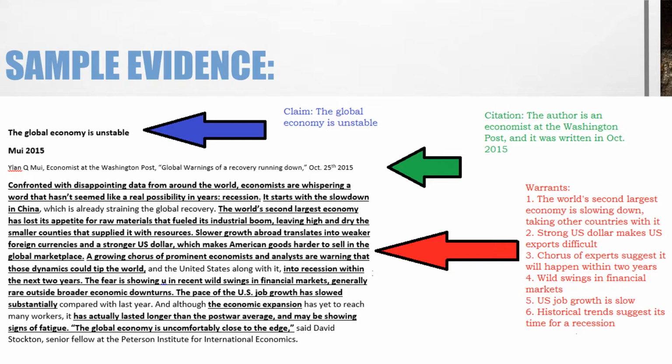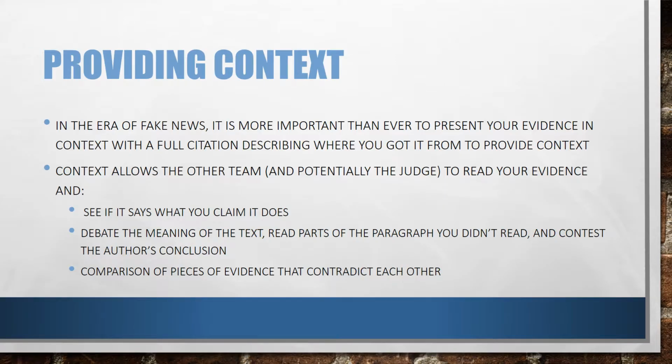Stringing together multiple pieces of evidence constructed with a claim, a citation, and a warrant can be put together to form a coherent argument and later a coherent case. In the era of fake news, it is more important than ever to present your evidence in context with a full citation describing where you got it.